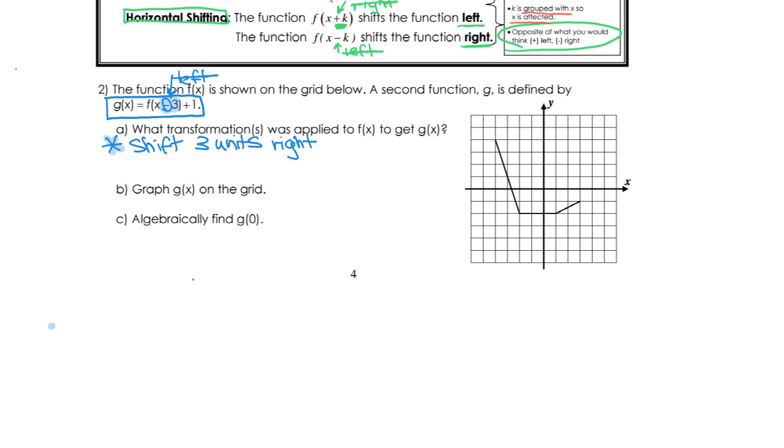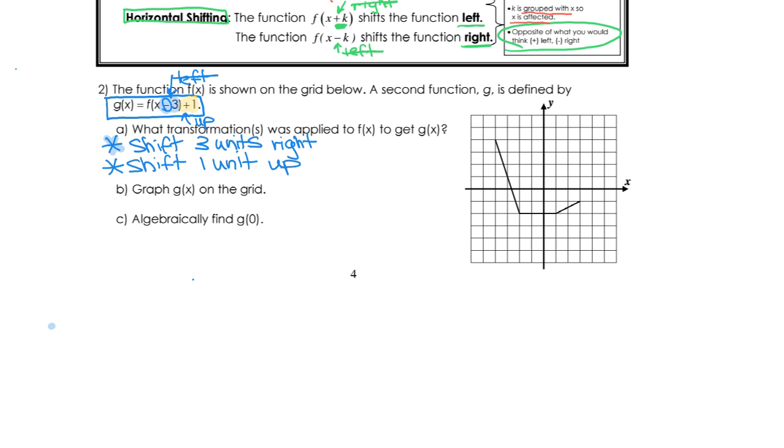All right. This +1 on the end is also going to be a shift. However, this shift is 1 unit. Now, because it's not grouped with the x, the y is being affected, and it's the same as what you think. So if you think +1 means up 1, you are right. So 1 unit up. All right, so that's the transformations applied to f of x to get g of x. Now in part B, they want us to graph g of x on the grid.